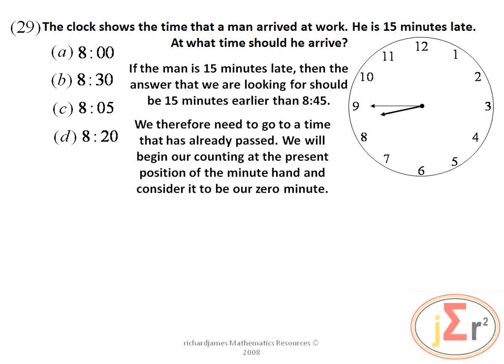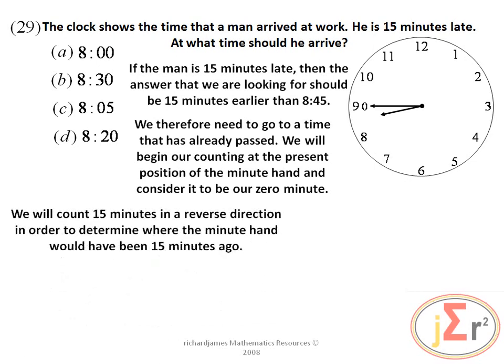So we are going to count 15 minutes. We go to the present position of the minute hand and say that is 0. And we are going to count 15. So we need 15 minutes earlier. See what happens. We will count 15 minutes in a reverse direction. That is how we determine a time earlier.